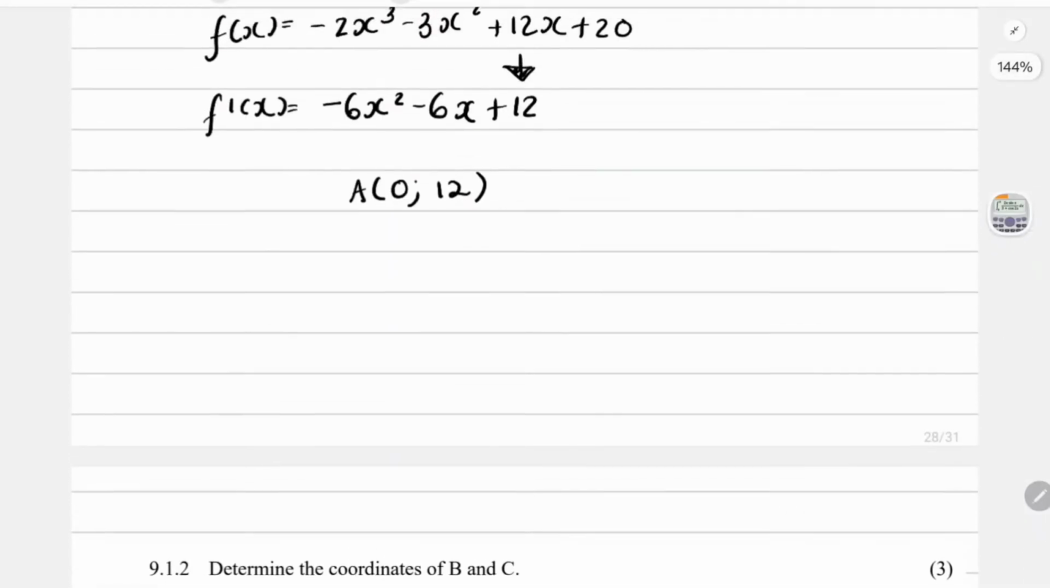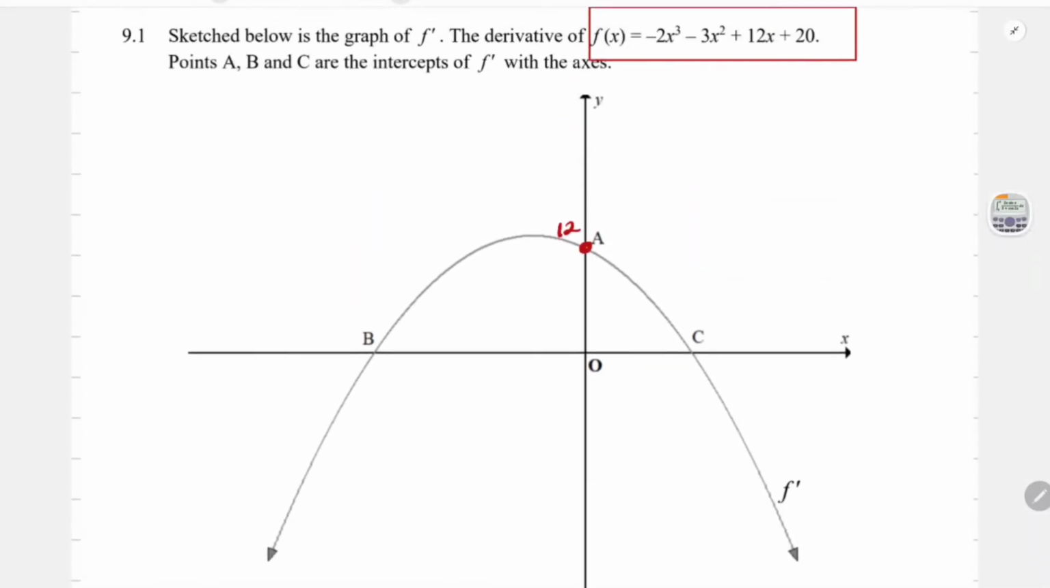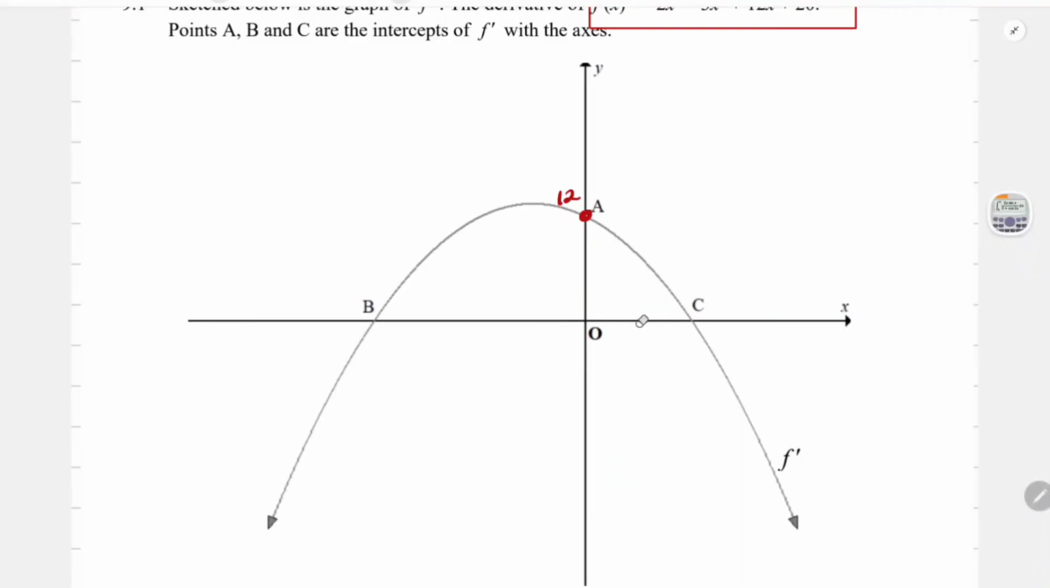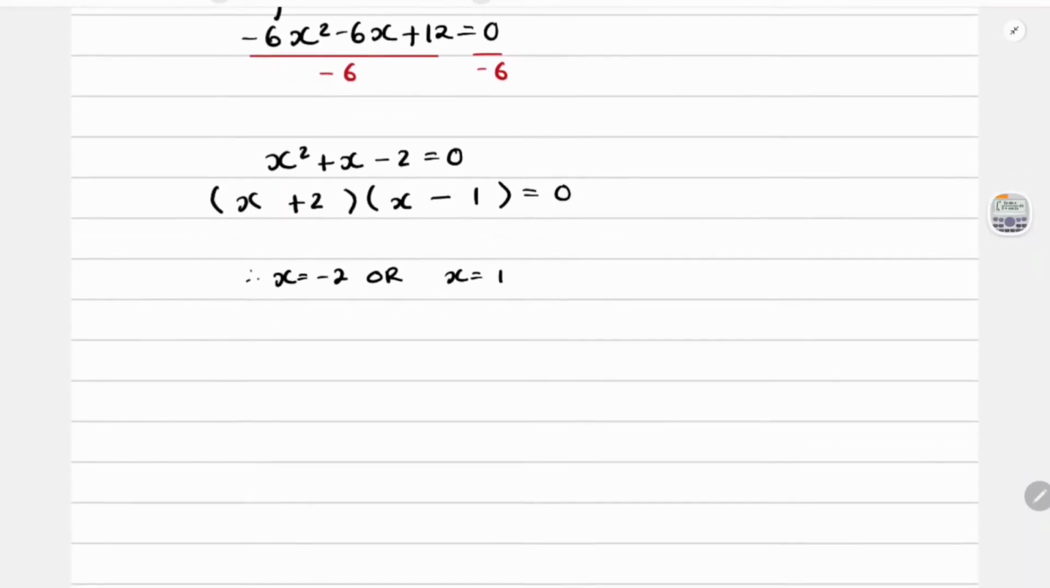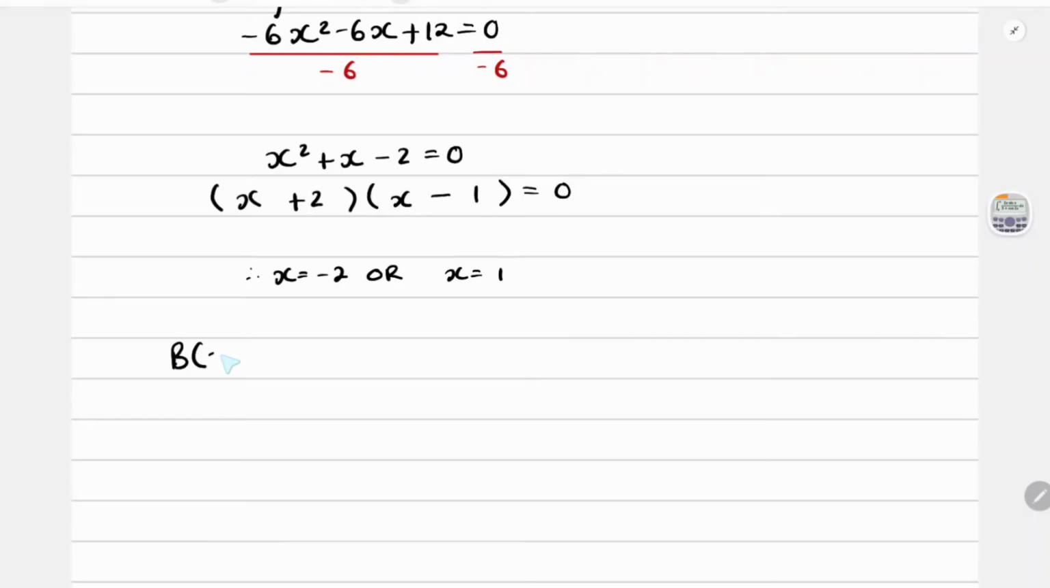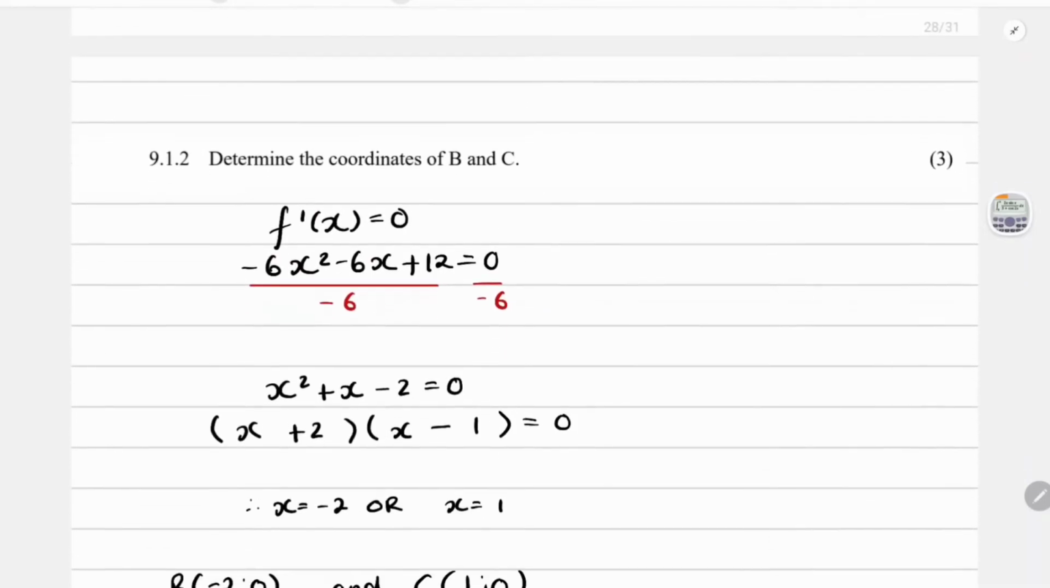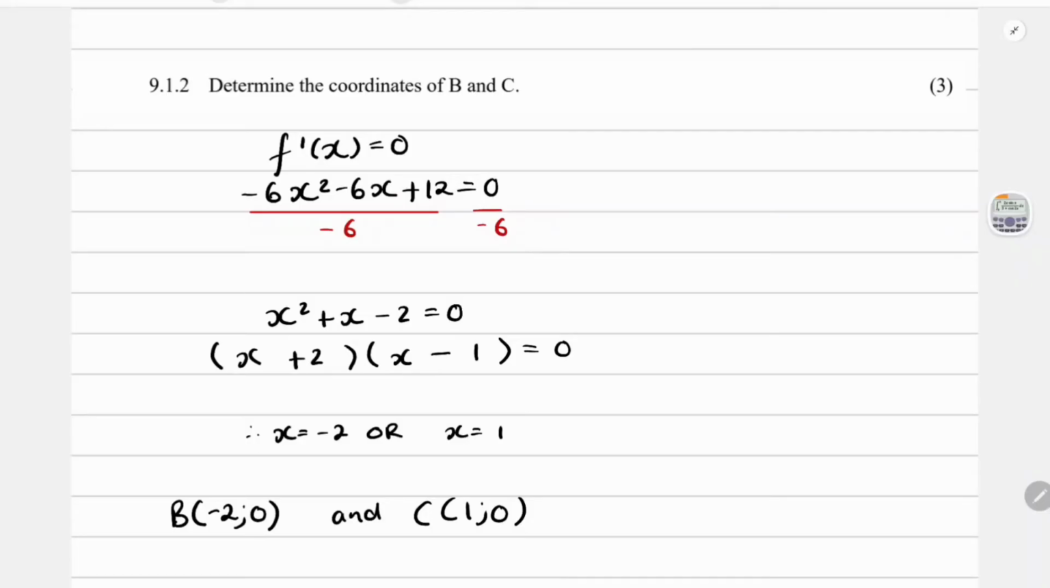And now we can just decide which one is B and which one is C. So negative 2 and positive 1. As you can see, B is more on the left, so it's the negative value, negative 2, and C is positive 1. As coordinates, you can write it like this: B is negative 2 and 0 because it's an x-intercept, and C is 1 and 0. And there we go. Okay, moving on to the next question.